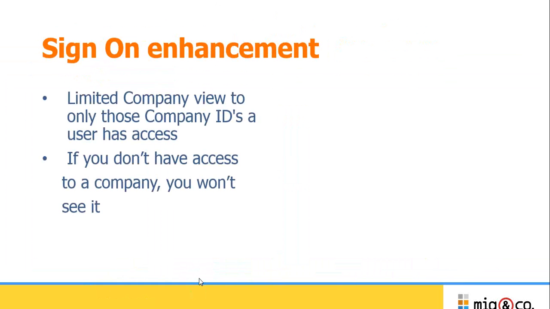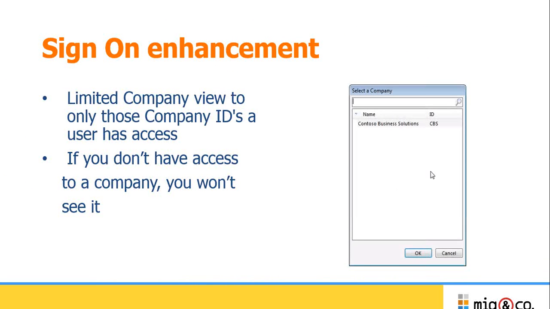Okay. Again, the sign-on enhancement is the very first one, where the user is limited to seeing the companies that they have access to. Historically, you could see a number of companies shown here, but in this version there's only one because the user has access to only one company.